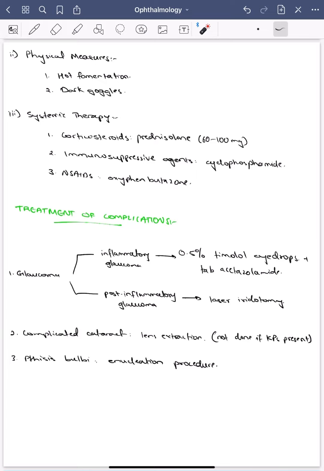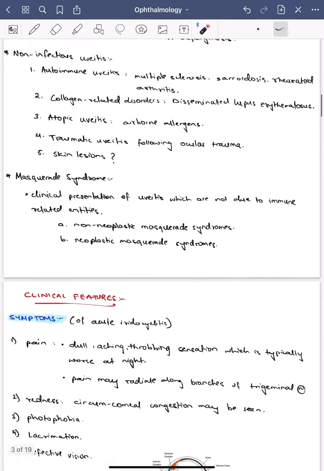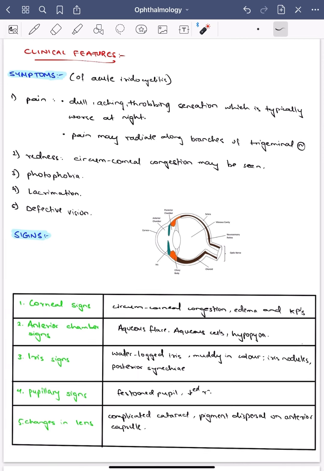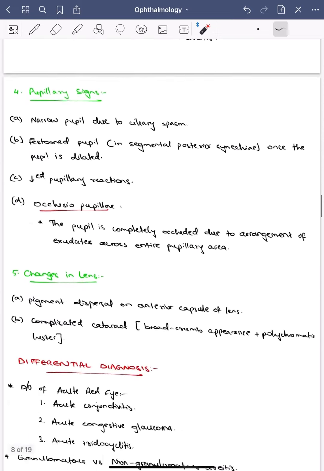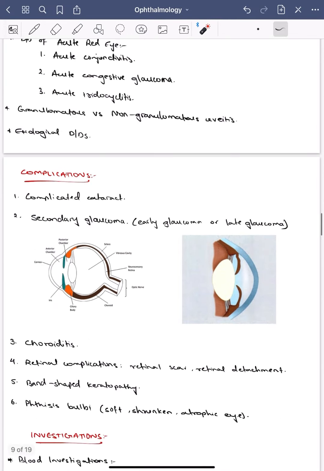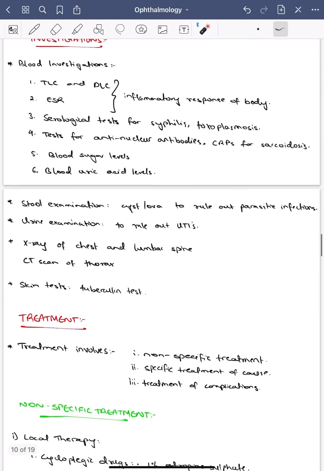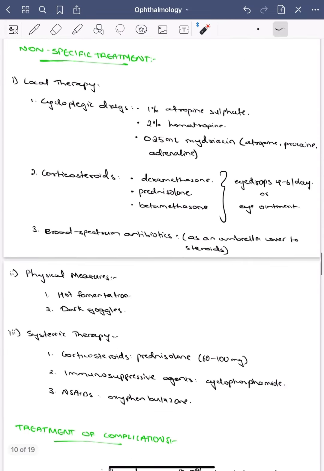So this is about the uveitis. So we've mentioned the definition, the etiology, the clinical features, the signs and symptoms. The signs, remember, corneal, anterior chamber, iris, pupillary signs, and the lens signs. Then we discussed the differential diagnosis of acute red eye. Then we discussed the complications, the important complications being complicated cataract, secondary glaucoma, and phthisis bulbi. We discussed a number of investigations to be done in uveitis, and finally we discussed the treatment modality. Remember, cycloplegic drugs and corticosteroids. So this is about anterior uveitis.